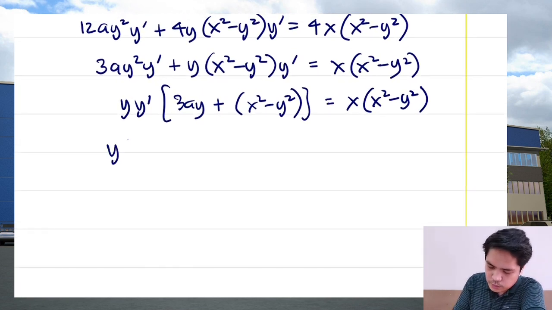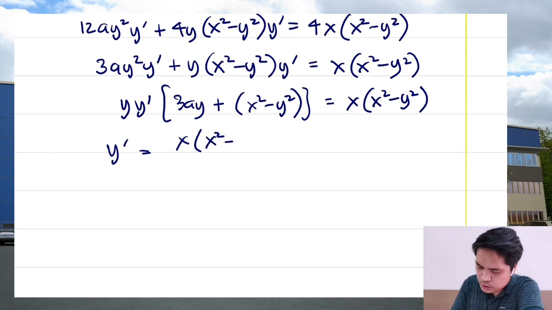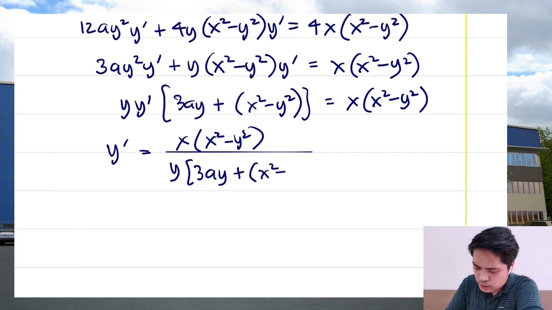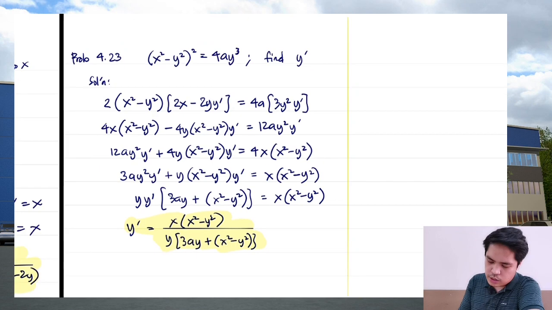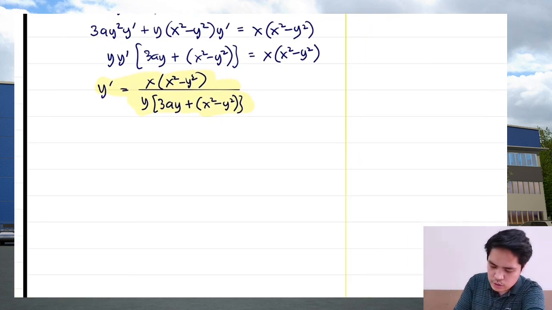Then solve for y prime. So y prime now is equal to x times x squared minus y squared, then over y times 3ay plus x squared minus y squared. So that's our answer. Actually, pwede din natin continue to, no? If you look at this, x squared minus y squared squared is equal to this. So how about if I take the square root of this both sides? Sige daw. Let's try to continue that.